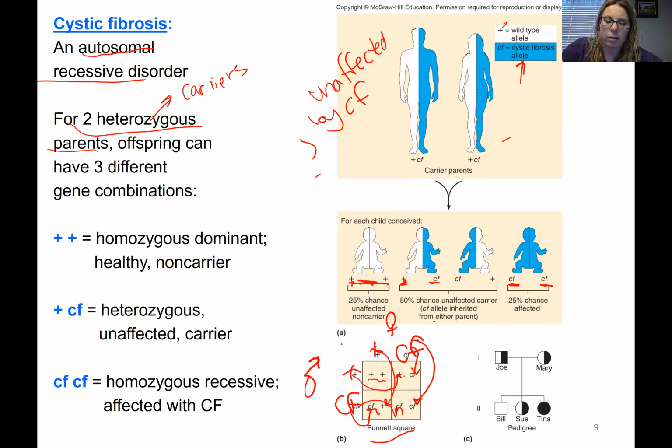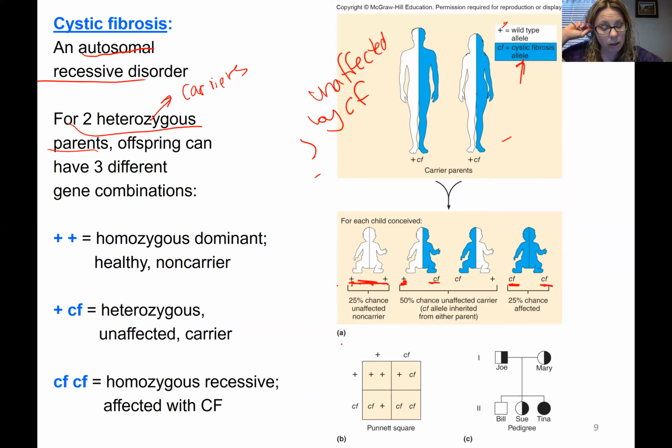Okay, take a second and look at how these are combined, okay? Because you will have to do Punnett squares on exam 5. So you take the top and the side and combine it. Top and the side and combine. Side, top, side, top.